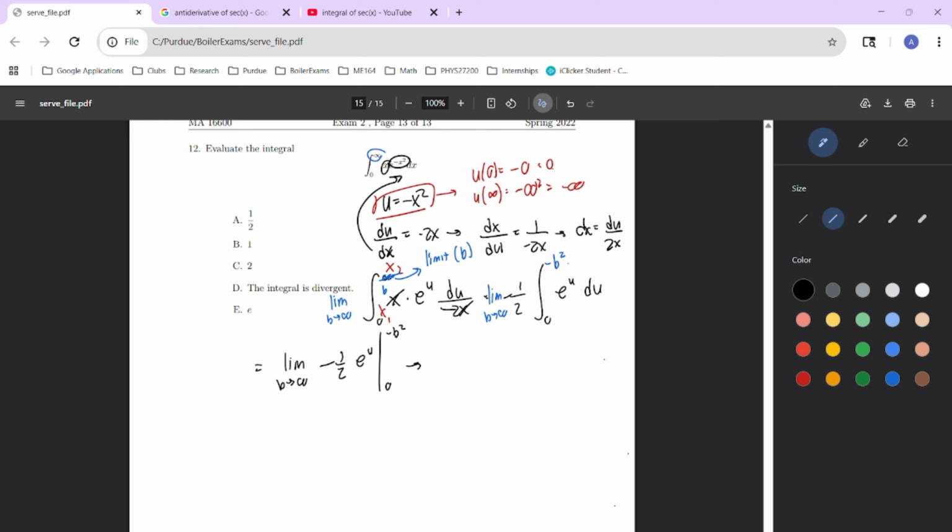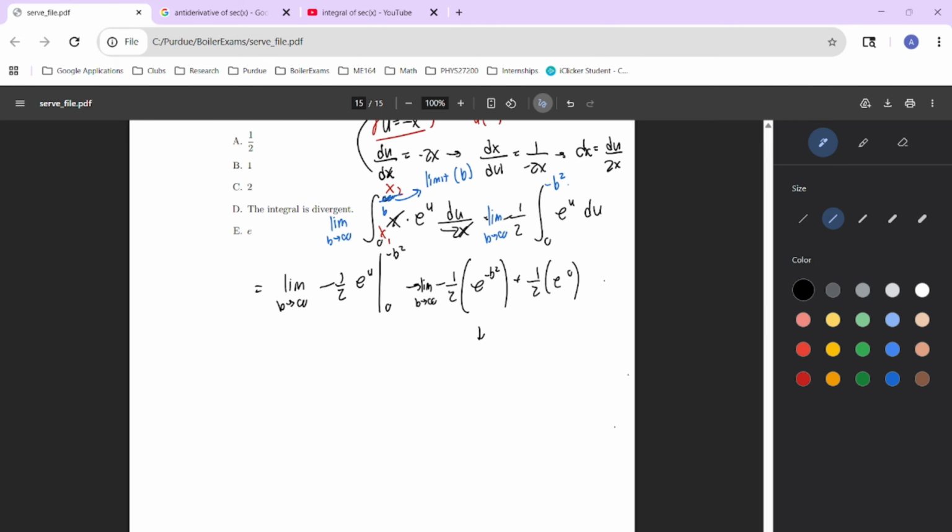This would turn into negative 1/2 multiplied by e to the negative b squared, and then plus 1/2 e to the 0. And then again with the limit. So limit as b approaches infinity of negative 1/2 over 1 over e to the b squared as b approaches infinity plus 1 over e to the 0.